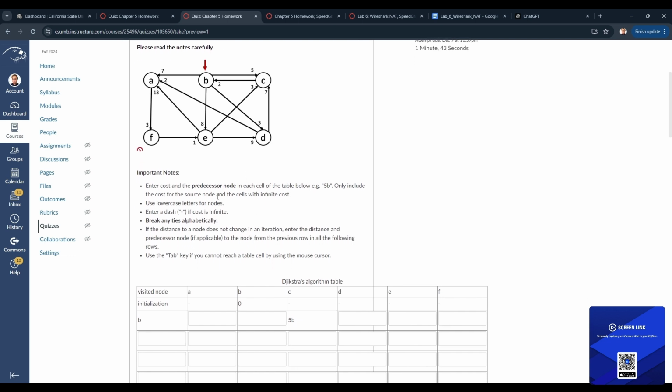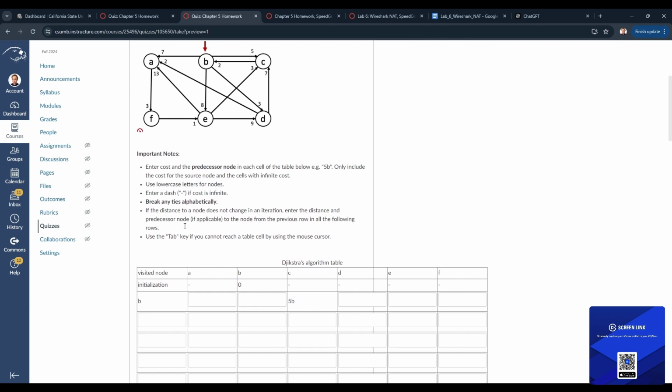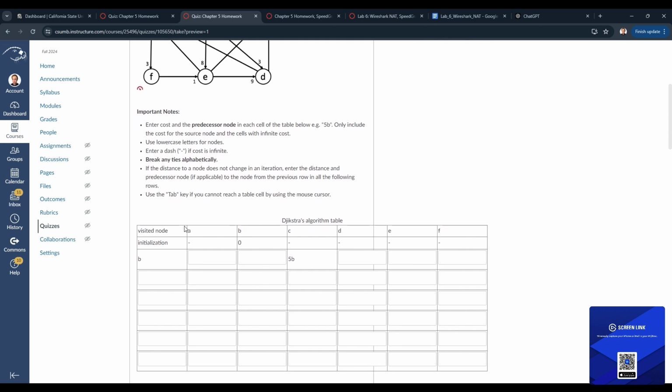Enter the cost and the predecessor node in each cell in the table below, like 5B. So that would be the cost, and then the predecessor node, that's going to be for C, as you see here. Use lowercase for letter nodes. Enter a dash if the cost is infinite. So if we're unable to reach the node, then we'll enter a dash. Break any ties alphabetically. I don't know what that means.